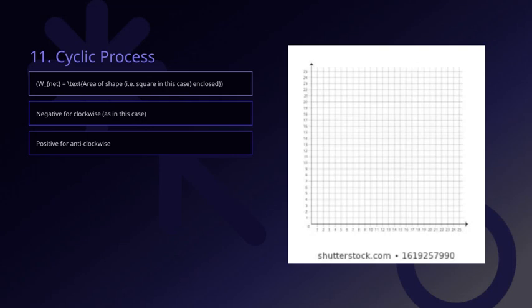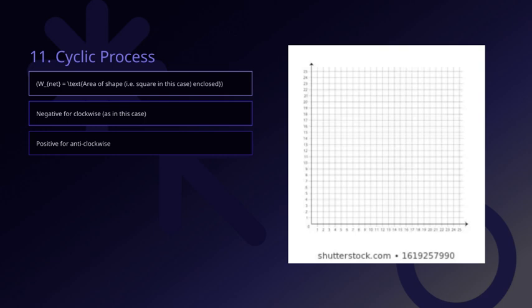Let's talk about the sign convention for work in cyclic processes. When the work is positive, it means it's done in the anticlockwise direction. Conversely, if it's negative, as in this case, it indicates the work is done clockwise. Remember, the net work, Wnet, is represented by the area enclosed by the cycle on the PV diagram. So in essence, the net work corresponds to the area inside this shape.